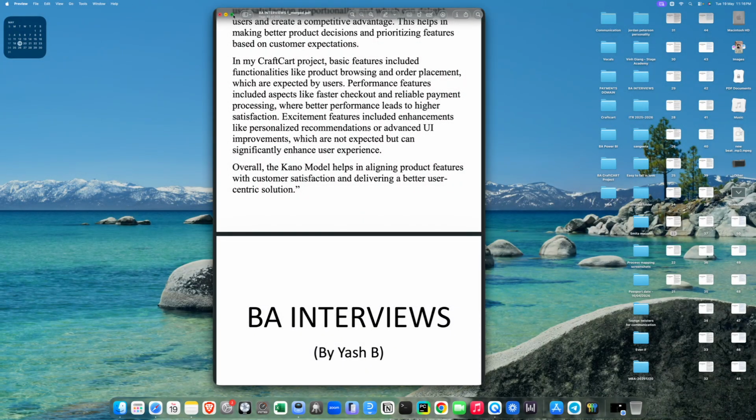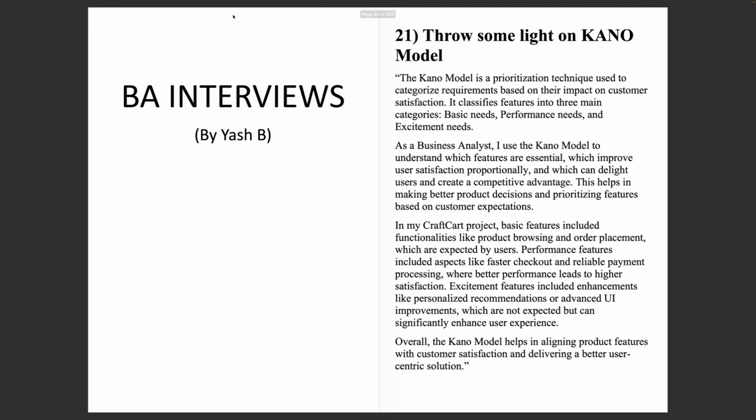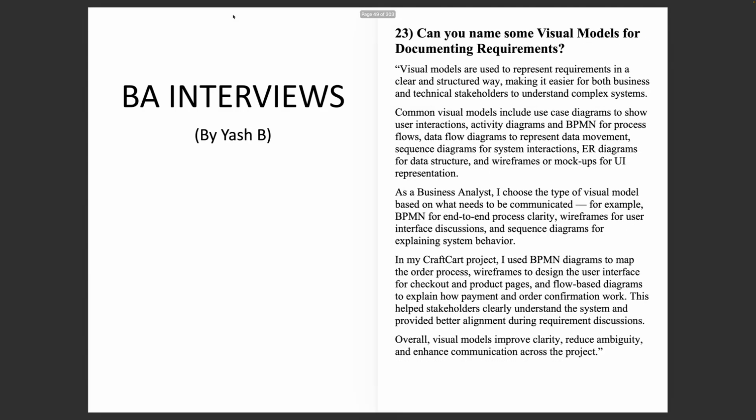I'm an ECBA certified business analyst, and today we'll be continuing with our 23rd question of our BA interview series. So here it goes. What if the interviewer asks, can you name some visual models for documenting requirements?